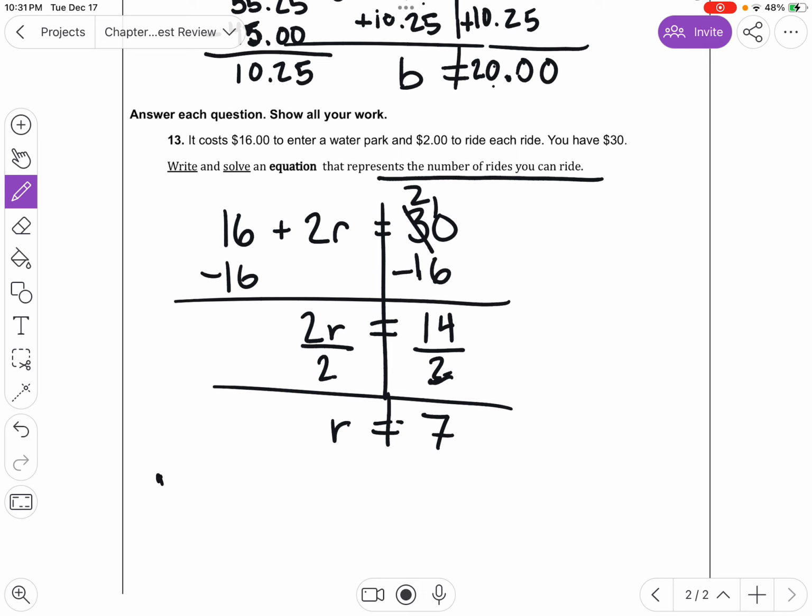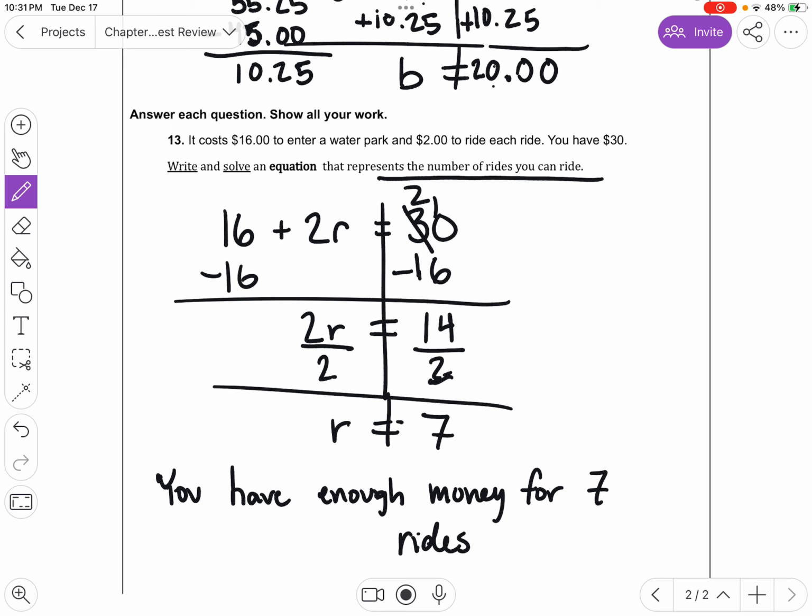How do we make sense of my answer? We would say you have enough money for 7 rides.